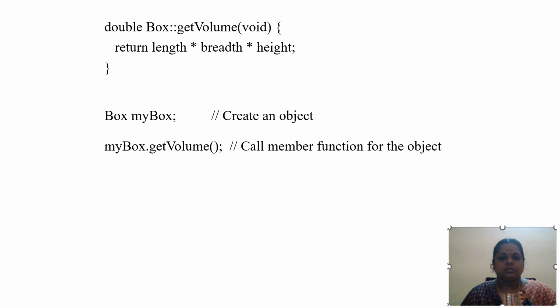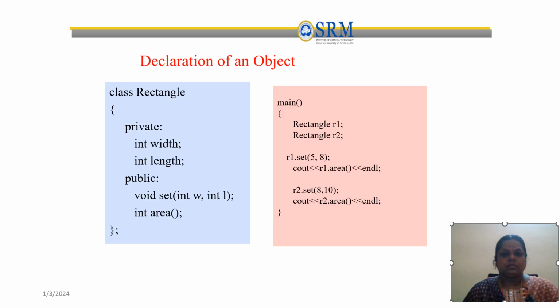Box my box: we can give any name of our own. Create an object, my box dot get volume. So the object is now created, and get volume is the member function. So my box object dot member function, for the corresponding object. So here is a declaration of an object, explained with the help of this example.